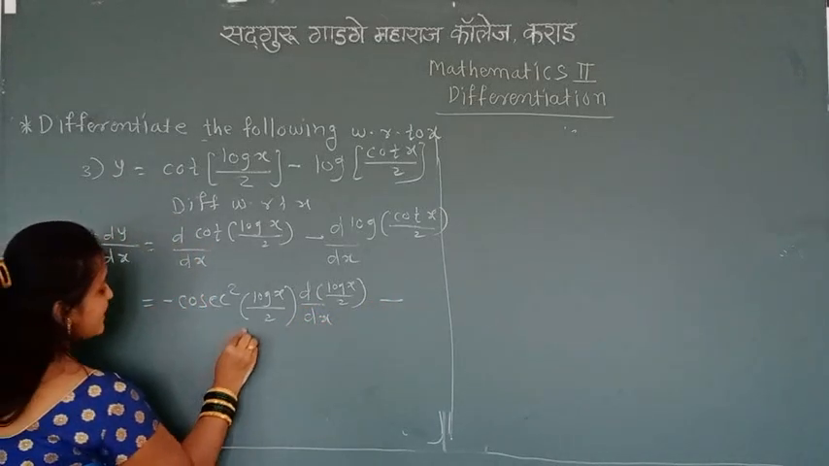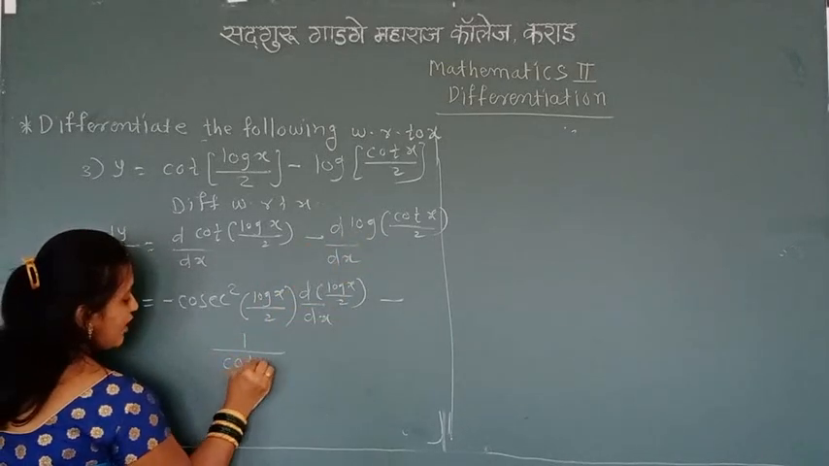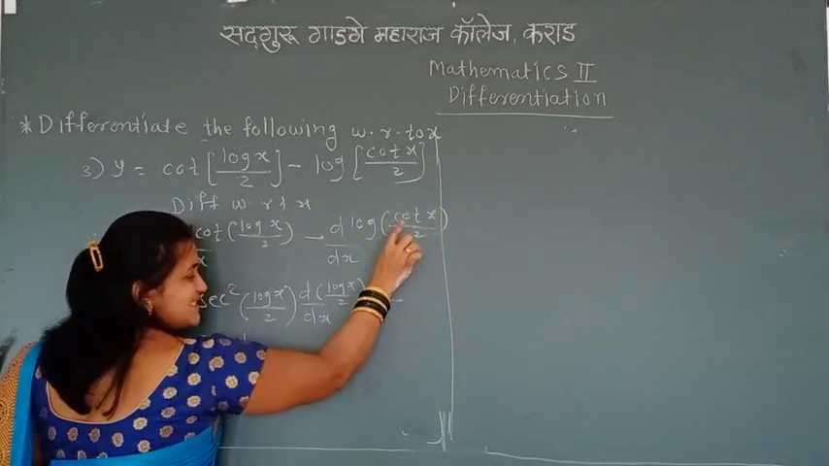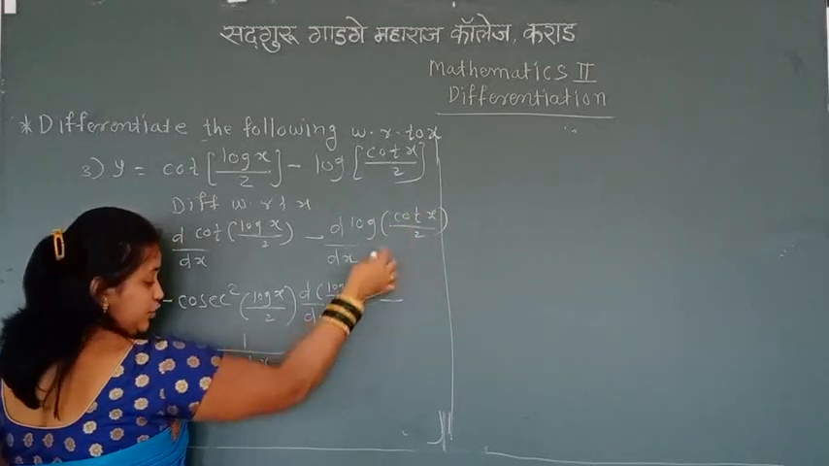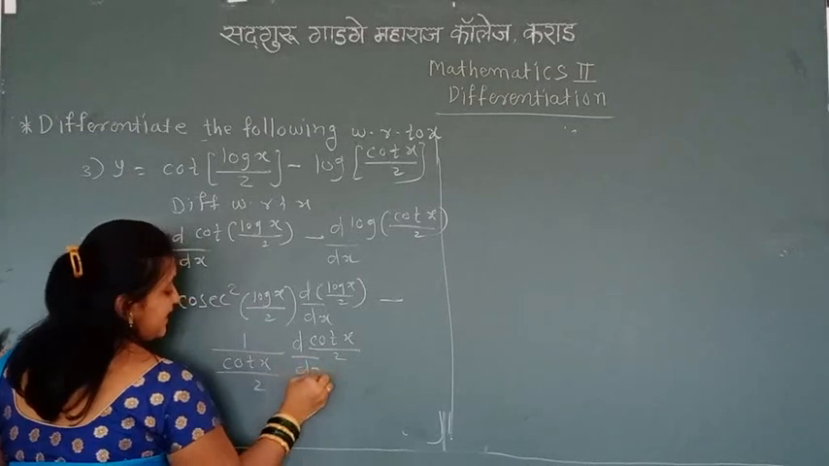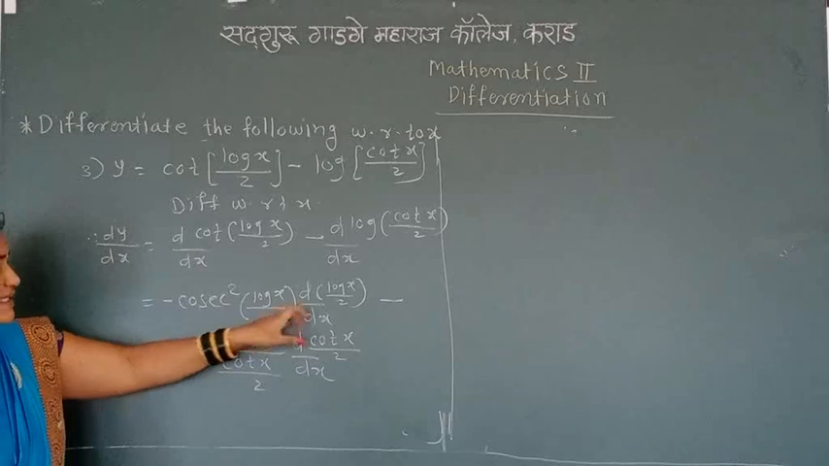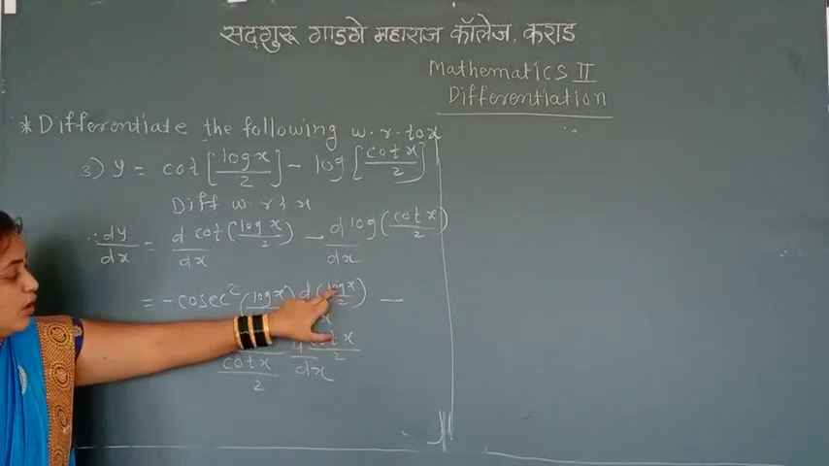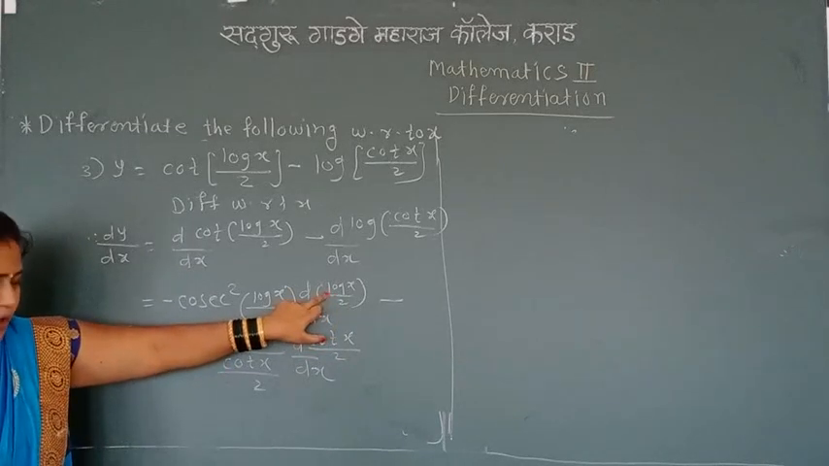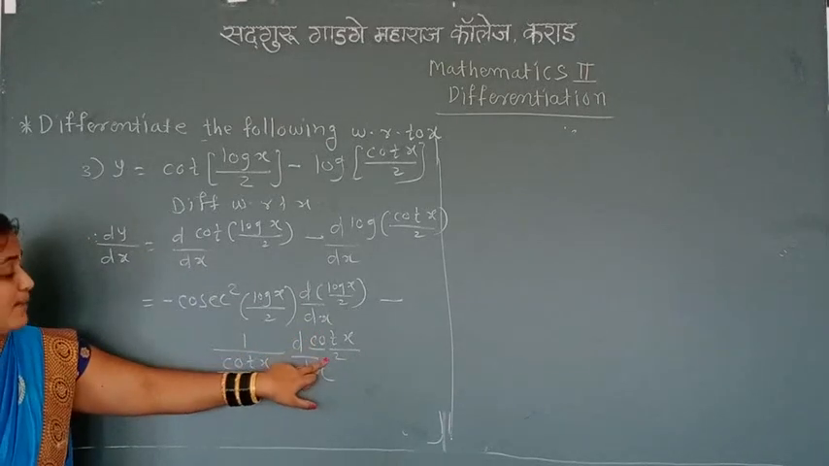Minus, what is the derivative of log x, which is 1 upon x. So the derivative of log of cot x upon 2 is 1 upon cot x upon 2. But this is not my x, so x is replaced by cot x divided by 2. So again we take the derivative of cot x divided by 2 with respect to x. Now next, this log x divided by 2: 1 by 2 is a constant, take it outside. What is the derivative of log x? 1 upon x. Similarly, cot x upon 2: cot x is a standard function, 1 by 2 is a constant.